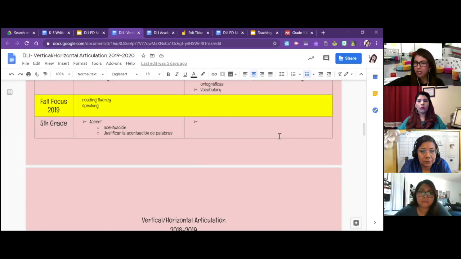Because if it's not current, it doesn't mean that these are the things that have to stay. I mean, things can be added, things could be taken away. It's that team collaboration that we want to make sure that you all have the time to do, and just a place to be able to share this information. Okay.